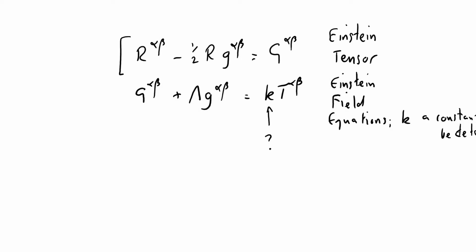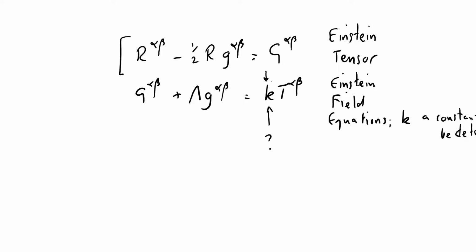General relativity, step by step. I've got the Einstein field equations here, which I've been developing over the last few screencasts, and we've pinned them down except for this constant k, which is actually quite a lot of trouble to pin down. It's going to take quite a lot of time to do that.